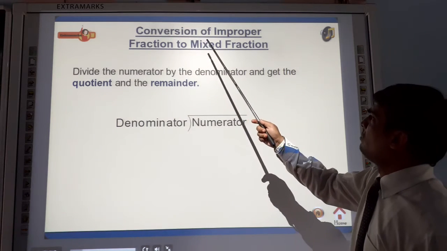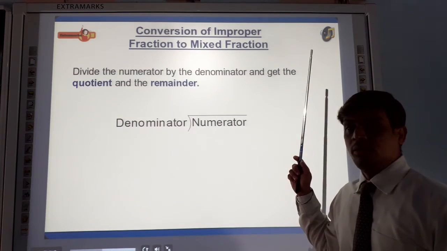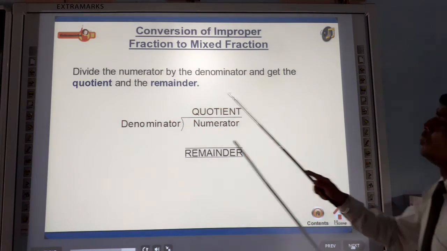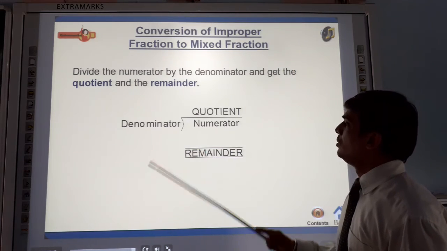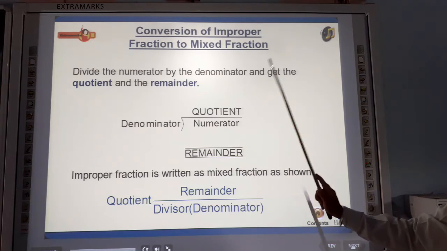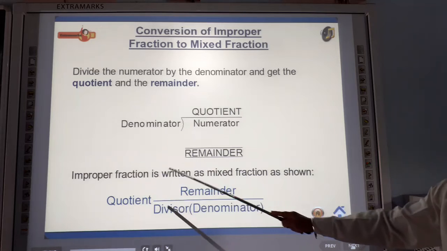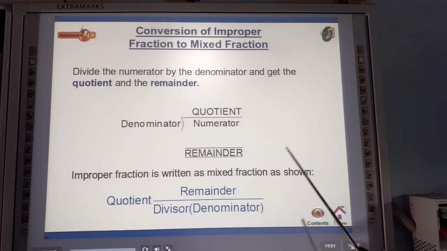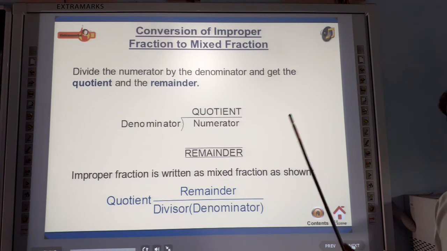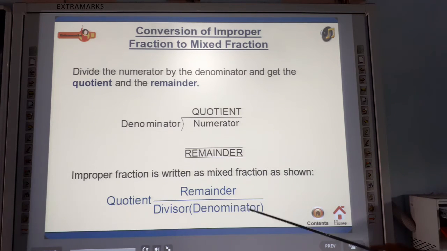Now next, conversion of improper fraction to mixed fraction. Divide the numerator by the denominator and get the quotient and the remainder. The improper fraction is written as a mixed fraction as shown: quotient, remainder upon divisor. The divisor is the denominator. This is the mixed fraction formula.